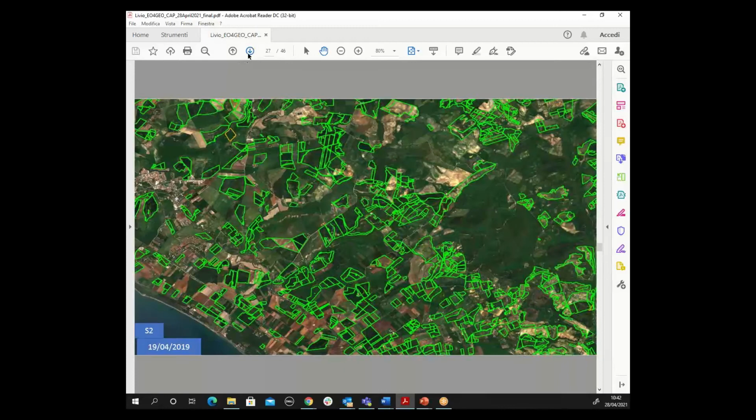Now we're in April, and the full vegetation is visible, but all the parcels are checked in an automatic way, considering the different internal pixels, both in peaks and in average.